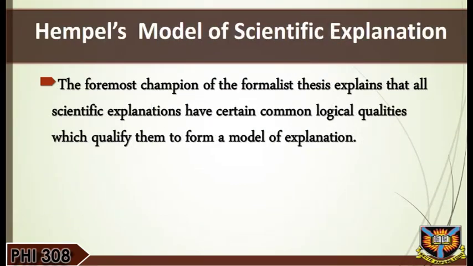Hempel's model of scientific explanation. Hempel is the foremost champion of the formalist thesis, a position we explained earlier as holding the view that scientific theories and explanations must fit into a definite logical structure in the form of covering law models. In his Aspects of Scientific Explanation and Other Essays in the Philosophy of Science, published in 1965, Hempel explains that all scientific explanations have certain common logical qualities which qualify them to form a model of explanation.